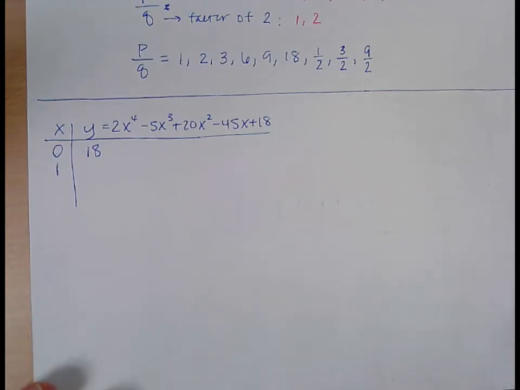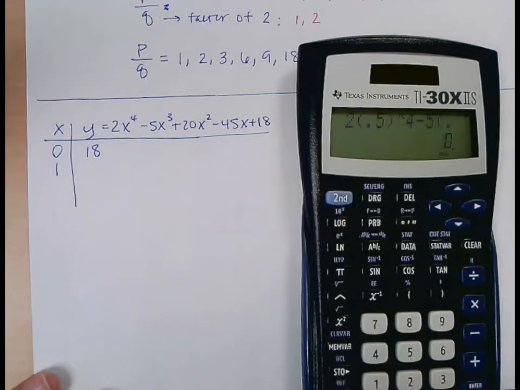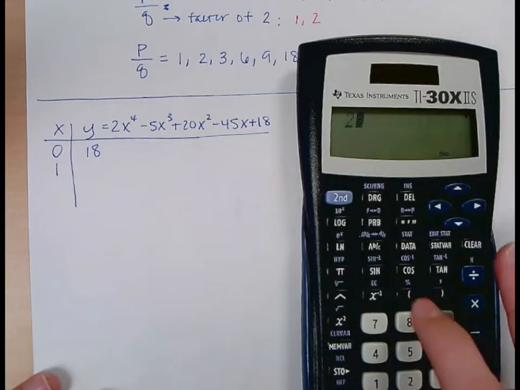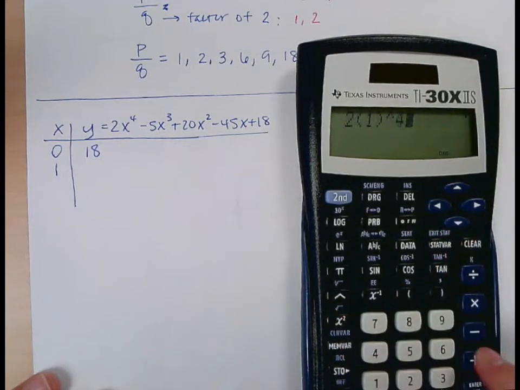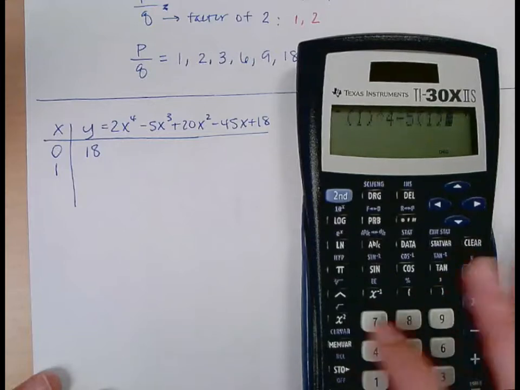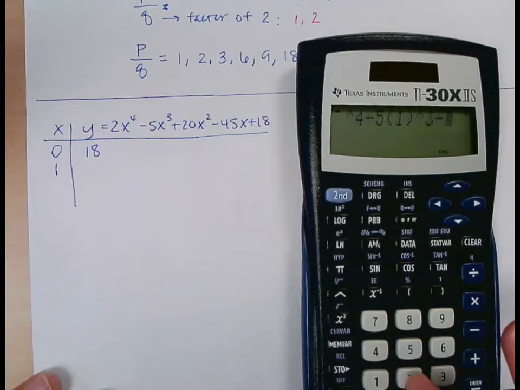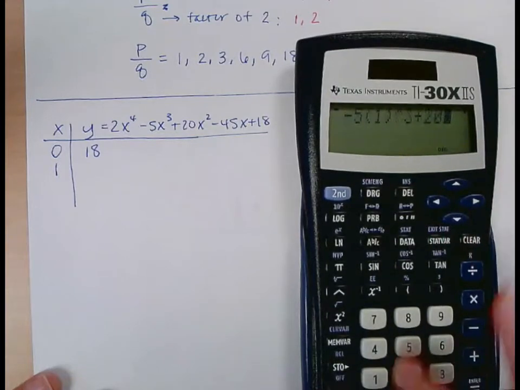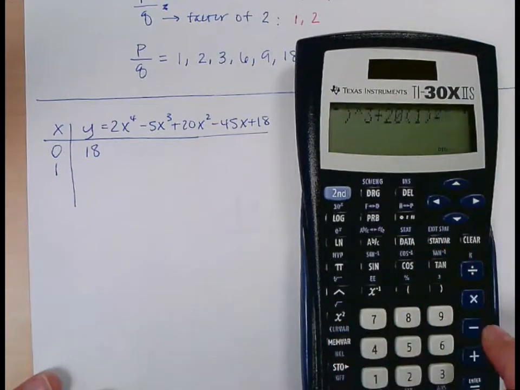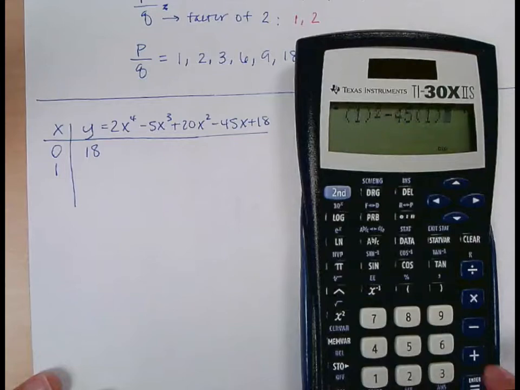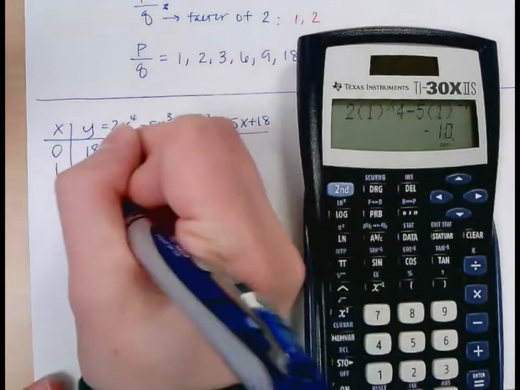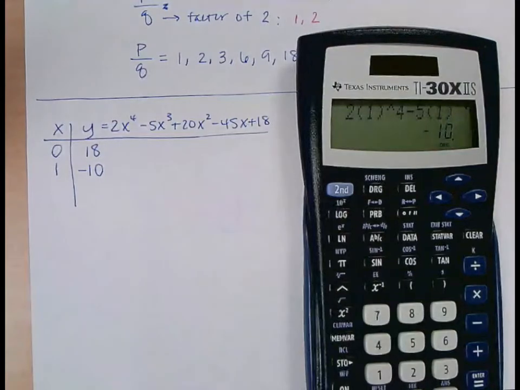So if I plug in 1, let's see. 2 times 1 to the 4th minus 5 times 1 cubed plus 20 times 1 squared minus 45 times 1 plus 18. So plugging in 1, you should get negative 10 as the y value.